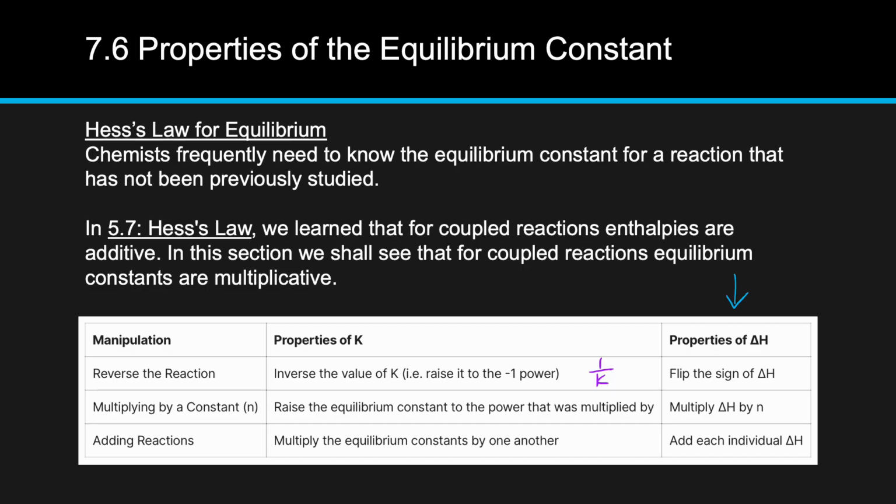Next, if you need to multiply a reaction by a certain value in order to cancel out species, you are going to raise the equilibrium constant to the power that was multiplied. So let's say you had to multiply an entire equation coefficient by 2, then you're going to raise the equilibrium constant to the second power. And then finally, using our equilibrium constants for Hess's law, at the end when you need to combine all of the reactions, instead of adding all of your values, you're going to multiply the values by each other.